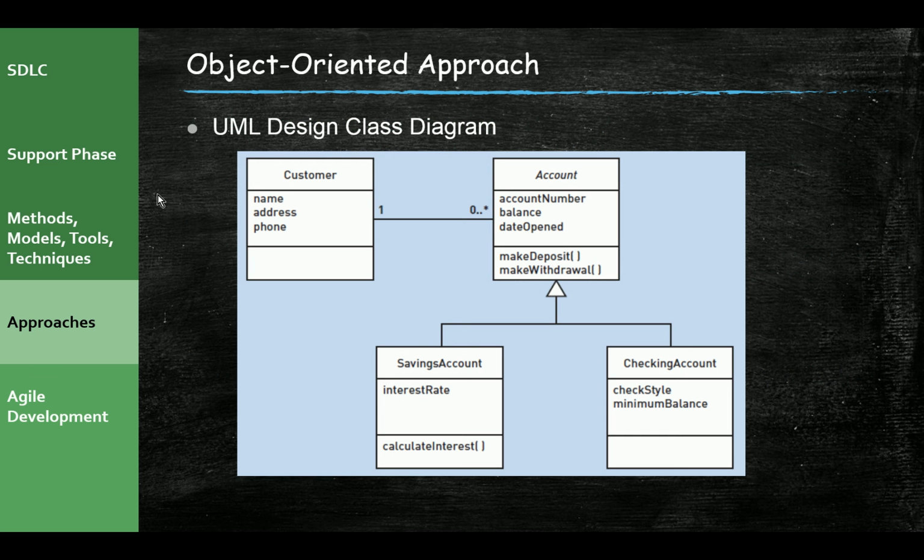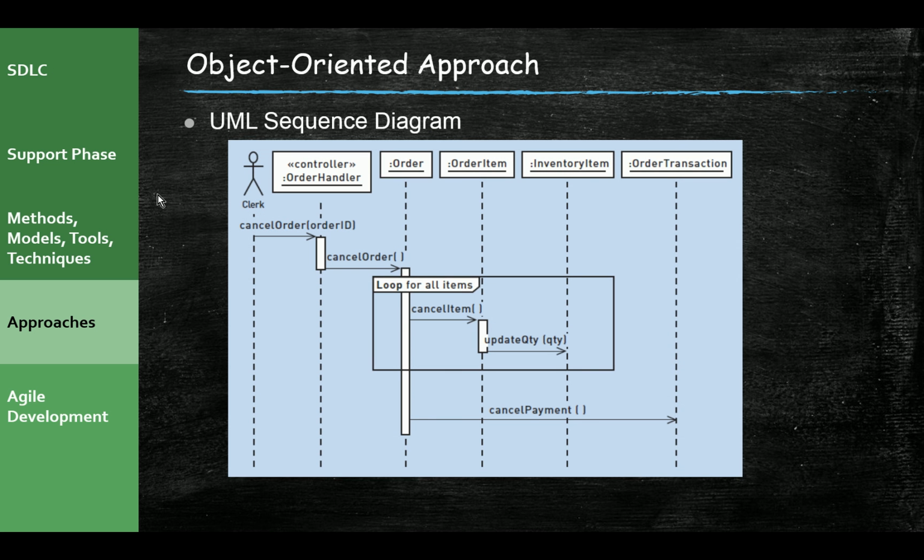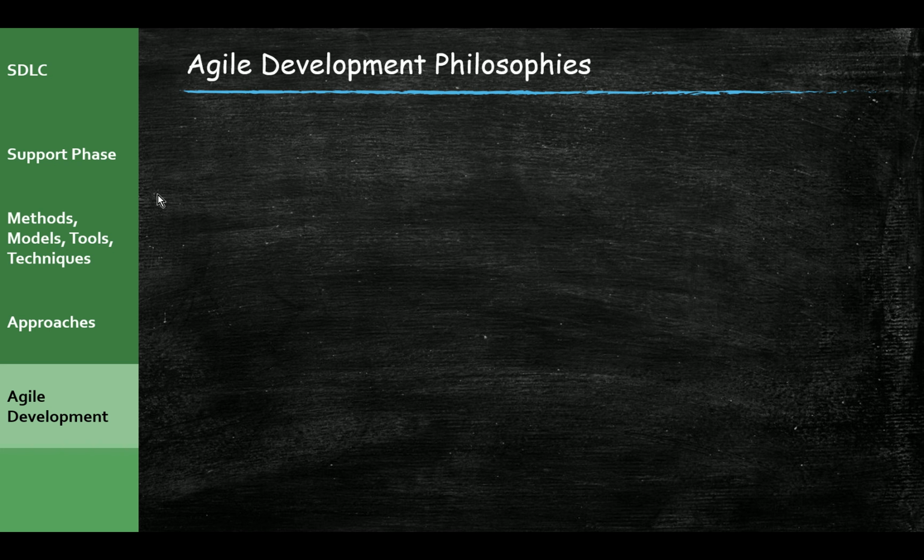And again, these are the diagrams we've already looked at. This was the design class diagram. This is an example of a sequence diagram. And then we had examples of other types of diagrams, like our communication diagrams and our use case diagrams and so forth and so on, which are our models, as we talked about before, the models or the modeling techniques that we use.